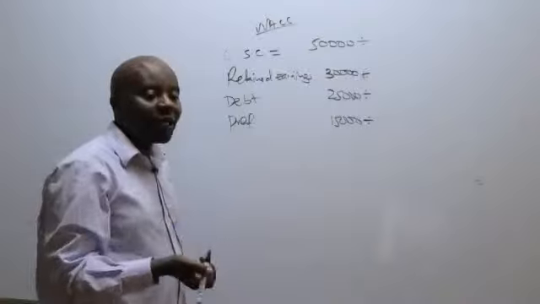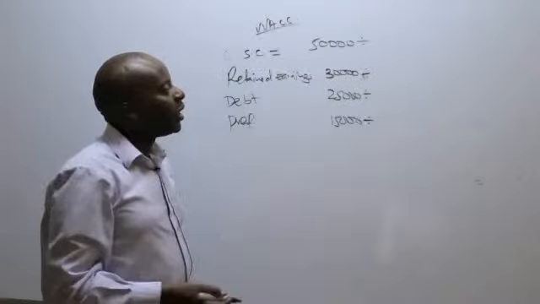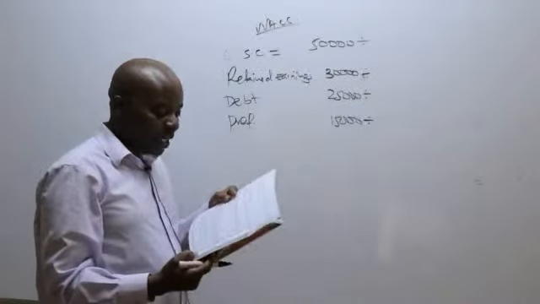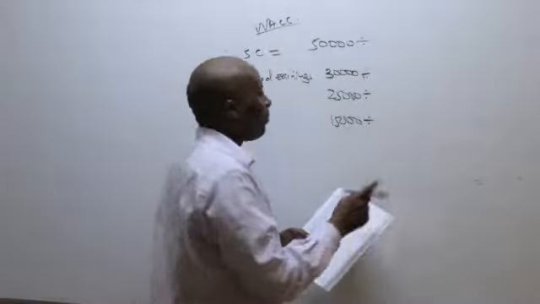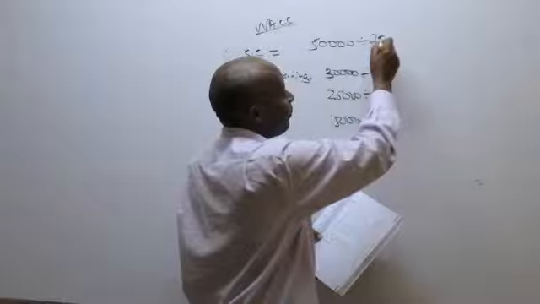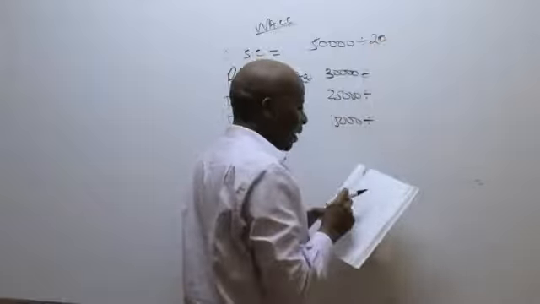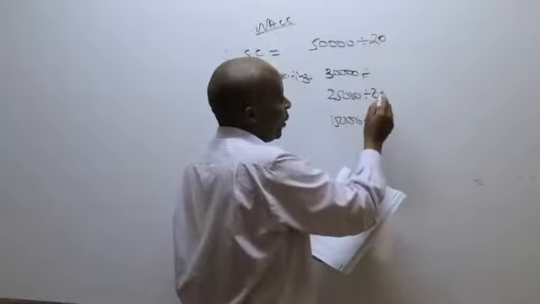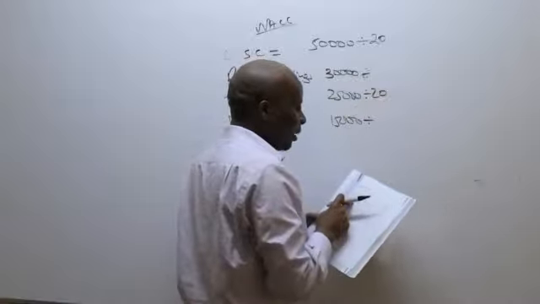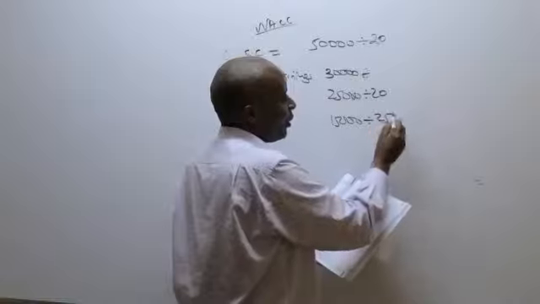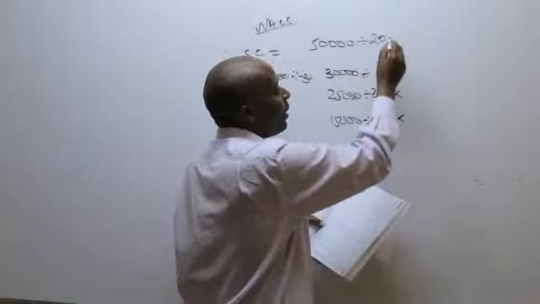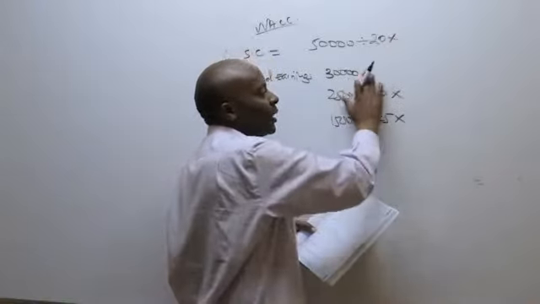For you to be able to convert into market price, you divide the figures that you have there by the par value. Ordinary share capital, the par value here is 20. Debt, the debentures, the par value again is 20. And then we have 14% preference shares, the par value is 25.